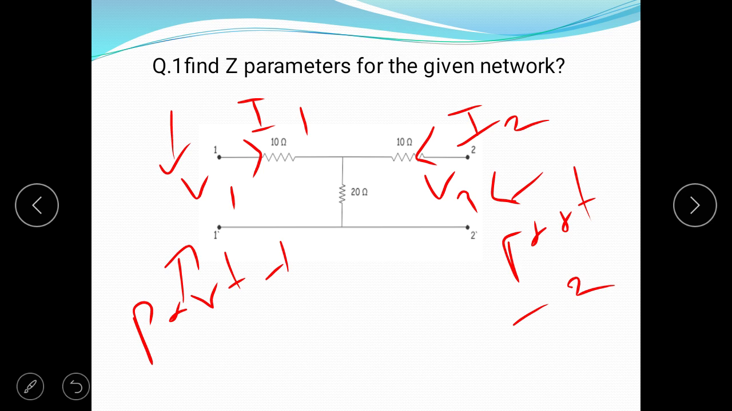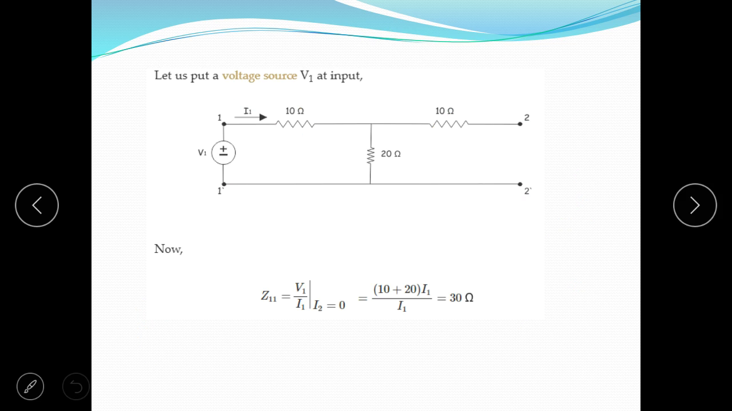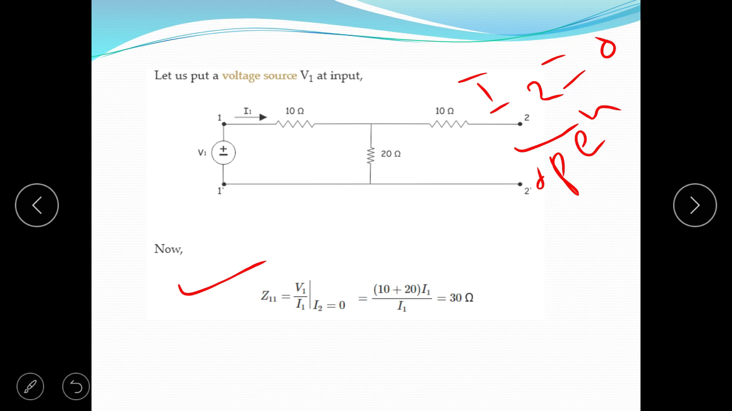So to obtain Z parameter, we write two equations or KVL equations at both the ports. So at port number 1 we write KVL equation, or directly we can obtain the value of Z11, that is the ratio of V1 upon I1 when I2 is equal to 0. I2 is equal to 0 means port 2 is open circuit, port 2 is open, so I2 is equal to 0.